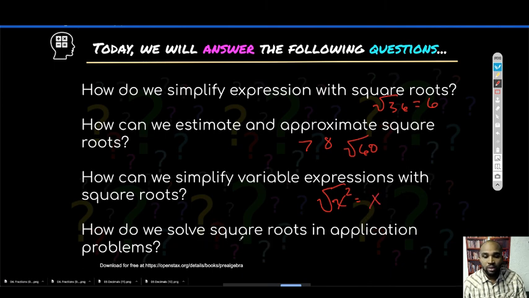How do we solve square roots in the application problem? We saw that with the patio problem. They want an area of 200, with one side, it would have to equal about 14. We just took the square root of that.